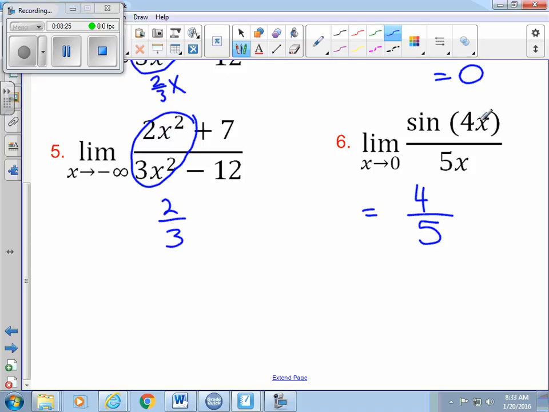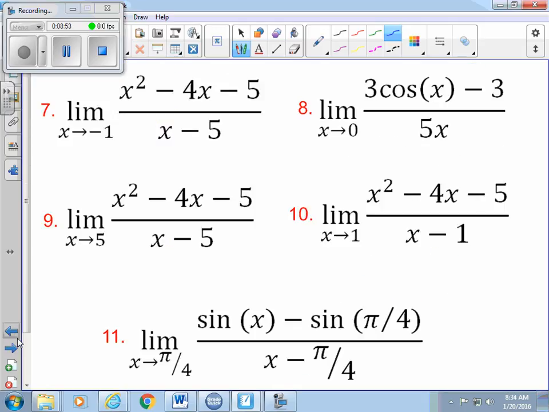L'Hopital's. If I plug in 0, I get 0 over 0, and that means L'Hopital's is an option. How do you do L'Hopital's? Derivative of the top and the bottom. The derivative of sine is cosine of 4x times 4. Everyone agree? The derivative of the bottom is 5. Cosine of 0 is 1, so 4/5. So you could use L'Hopital's if you get stuck.